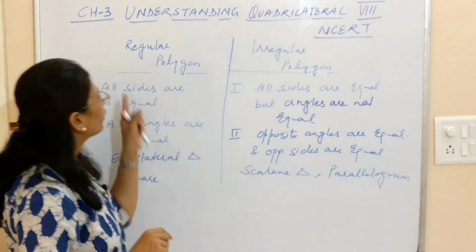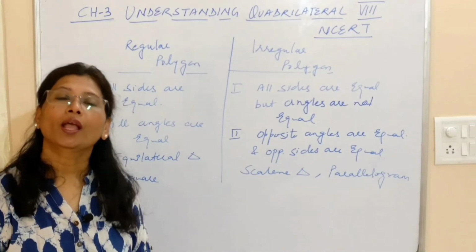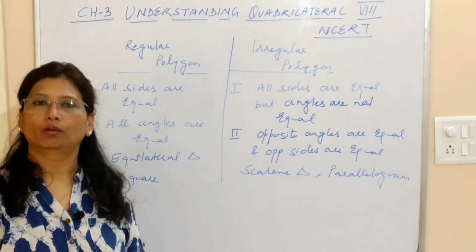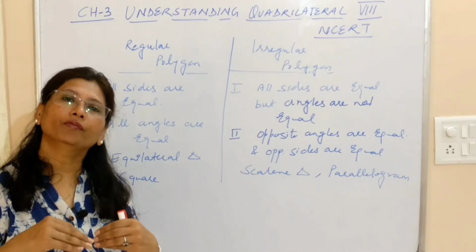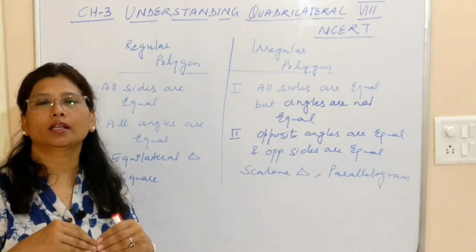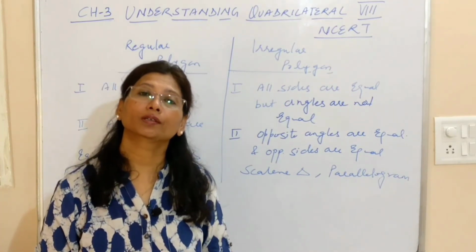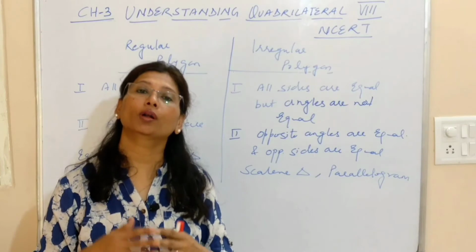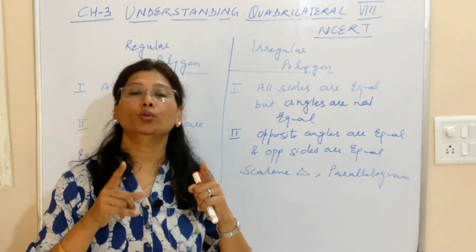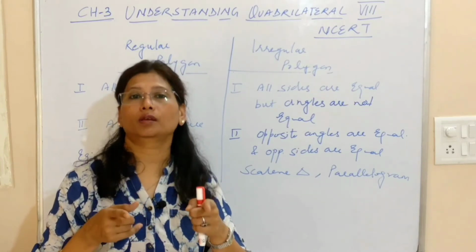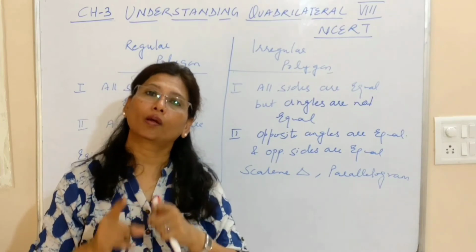So in the case of a regular polygon, all sides should be equal, number one, and then all angles should be equal. Now think of a polygon where all sides are equal and all angles are equal. If we start from the polygon with the lowest number of sides, that is the triangle. Which triangle has all sides equal and all angles equal? That is an equilateral triangle. So an equilateral triangle is a regular polygon.